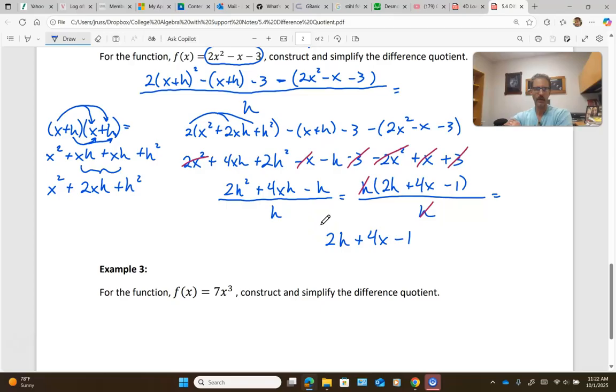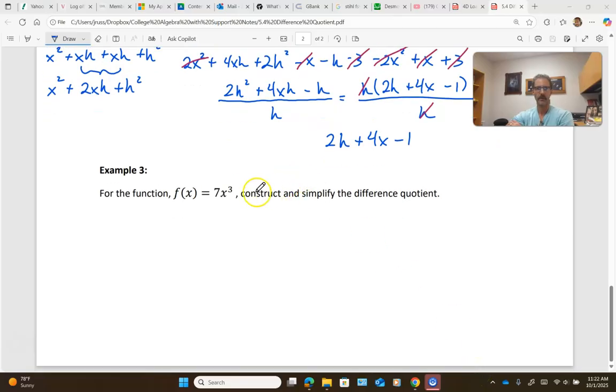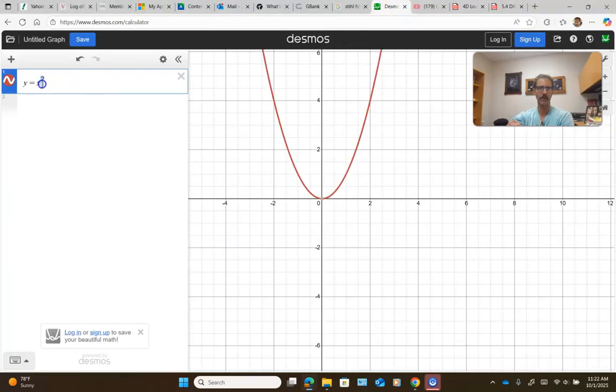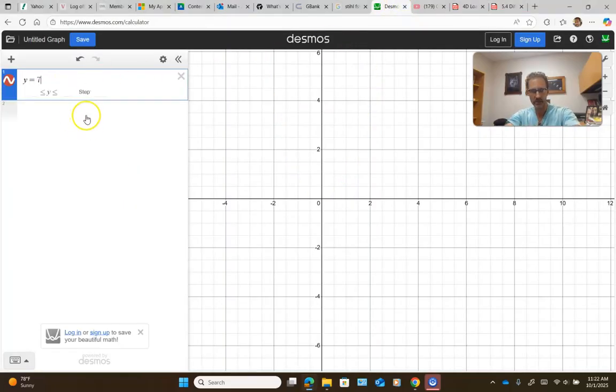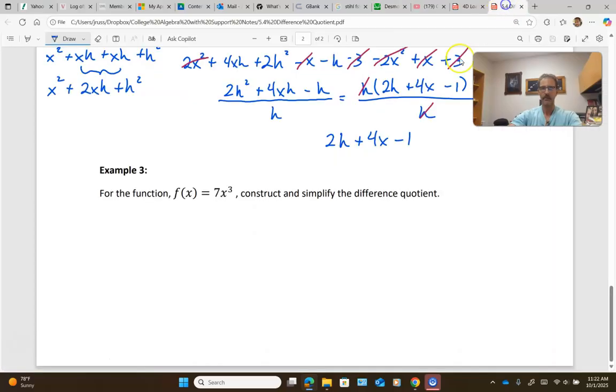Alright, you know what, we've got enough time to go ahead and do example 3, I think. So let's go ahead and do it. Now example 3 is a cubic function. We can graph it if you want. 7x cubed, let's raise this to the 3rd power, and this is what we get. So again, depending on which 2 points I choose, this function, its steepness is always changing, isn't it? So the difference quotient is not just going to be a constant.